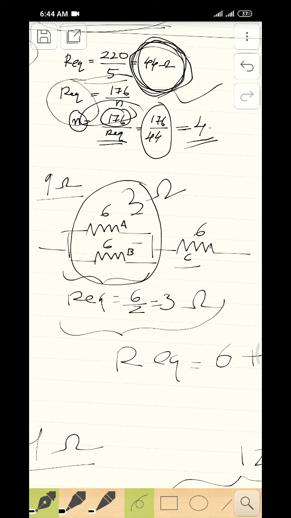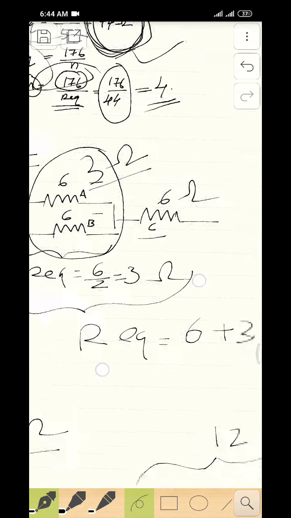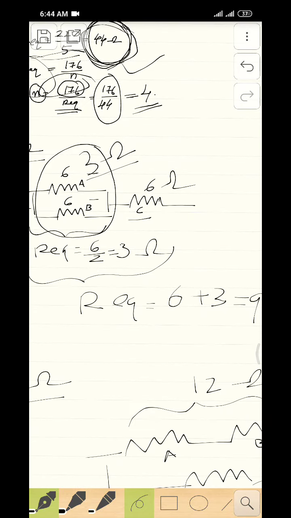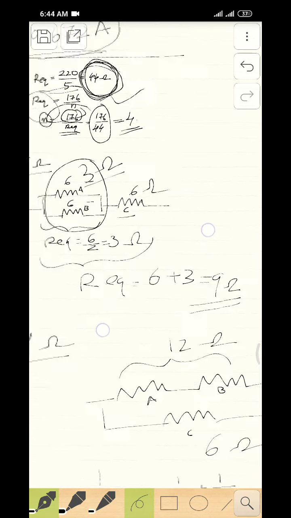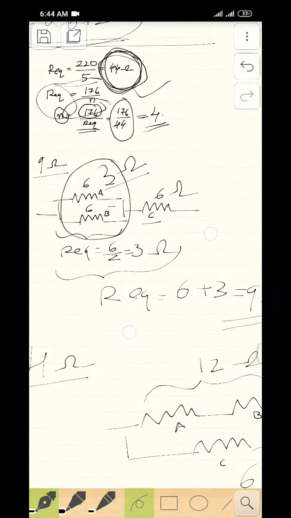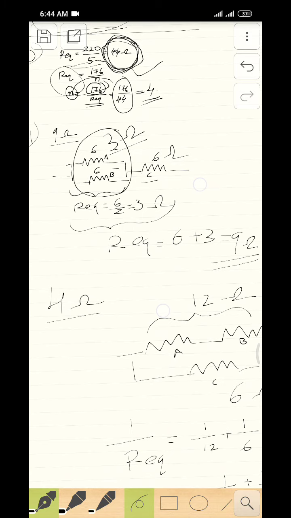So along with this 3 ohm, you are connecting a 6 ohm resistor in series. So the equivalent resistance there, that is a series combination, will be 6 plus 3, which is equal to 9 ohm. So you can obtain a 9 ohm resistance with a combination of 6 ohm resistors in such a way that two of the resistors, A and B, are connected in parallel, and along with that combination you connect another one, C, a 6 ohm resistor, in series. Then you can obtain the 9 ohm resistance.